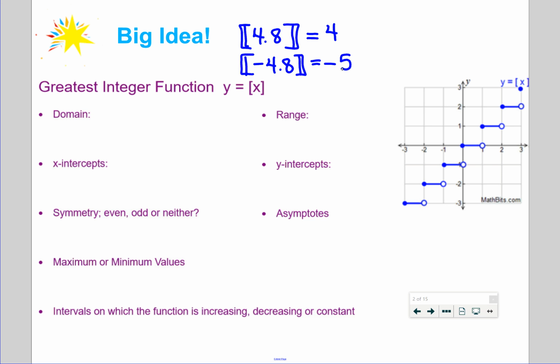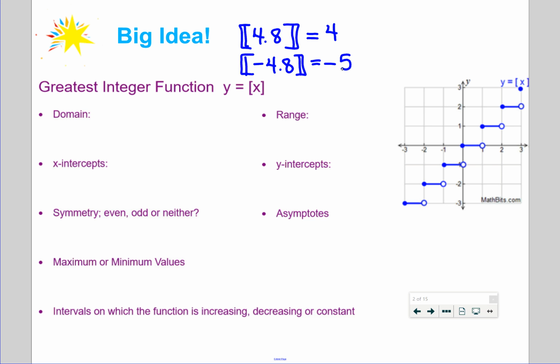So what ends up happening when we start to graph it is any number between 0 and 1 will round down to 0, which is why we're seeing a little step there. And then any number between 1 and 2 will round to 1. And any number between 2 and 3 will round to 3. So these groups of numbers all give us this tiny little horizontal line with whatever number it rounds to.